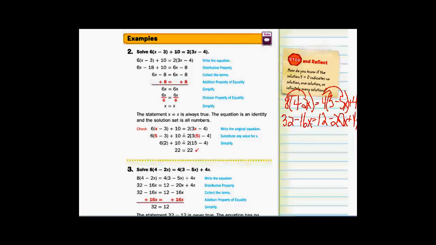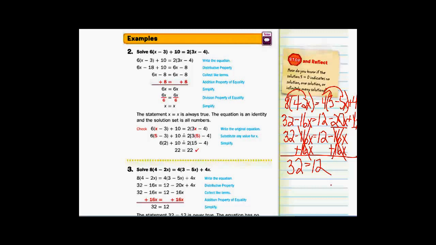All right, so this side I have nothing to combine, so I'm just going to go ahead and rewrite that. 32 minus 16x equals this side. I've got a negative 20x and a positive 4x. So the 12 I'm just going to bring down. Negative 20 and a positive 4 is a negative 16x. All right, so let's add 16x to both sides. If I add 16x to both sides, you see that they both cancel, which basically leaves me with 32 equals 12. And no way, shape, or form would 32 ever equal 12.